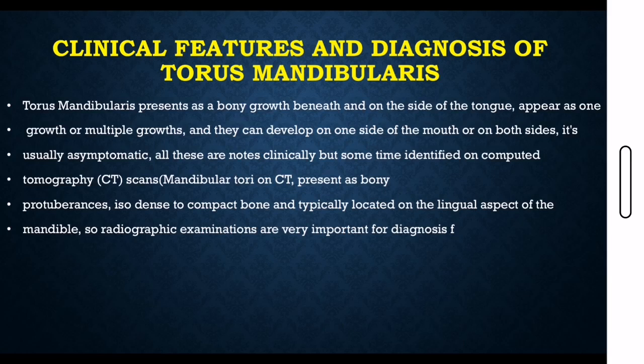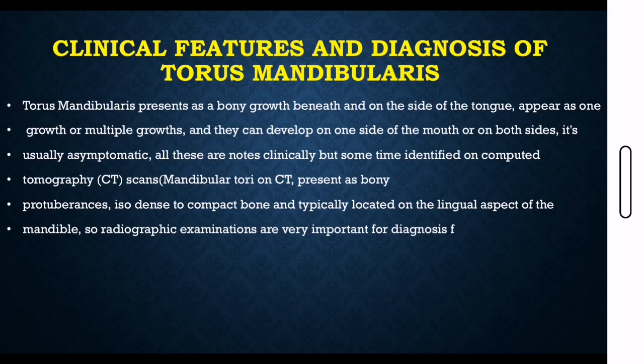Clinical features and diagnosis of torus mandibularis. Torus mandibularis presents as a bony growth beneath and on the side of the tongue, appearing as one growth or multiple growths, and they can develop on one side of the mouth or on both sides. It is usually asymptomatic. All these are noted clinically, but sometimes identified on computed tomography (CT).